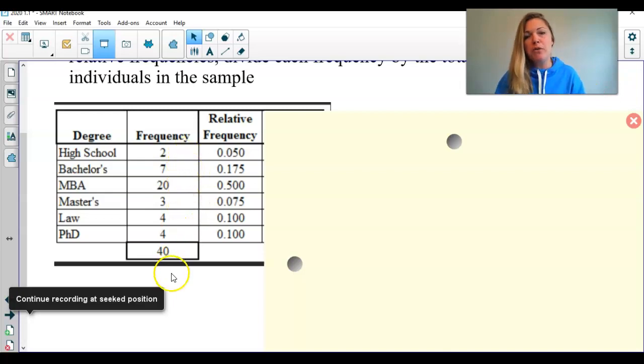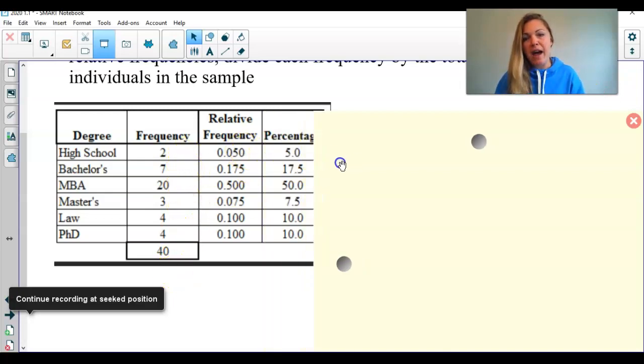So 2 out of 40 gives us 5%. So 5% of my sample had a high school degree. That gives us a little more information than just saying 2 people had a high school degree. If we know what that percentage is, it's just a better picture for us, okay? All right, so the relative frequency again.